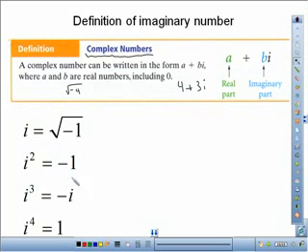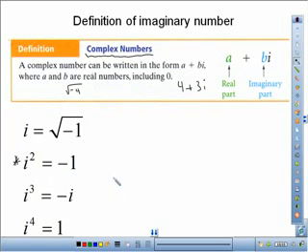i squared is equal to -1. i to the third is equal to -i, and i to the fourth is equal to 1. It's very important that you remember this cycle right here, because this cycle just repeats. Every multiple of 4, the same cycle just repeats over and over again. And the most important one out of all these to remember is i squared. You have to remember i squared equals -1.